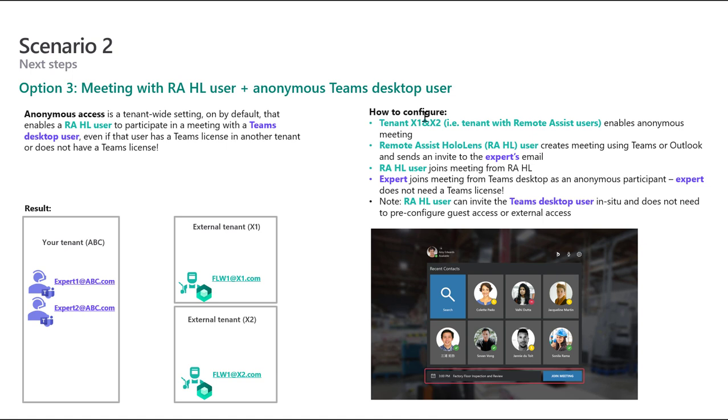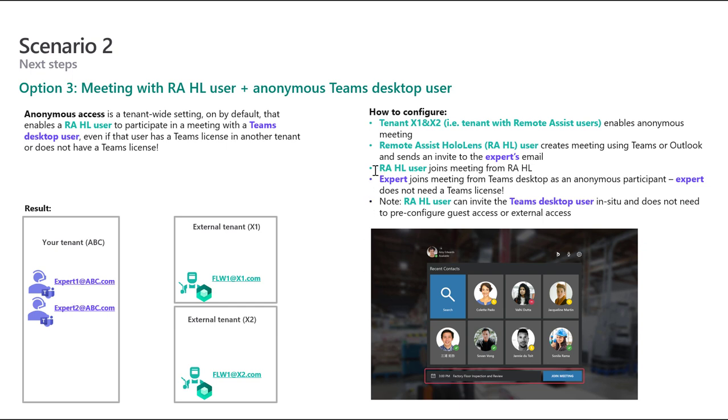And so how do you configure this? Step one is for the tenants with Remote Assist users. In here, that would be X1 and X2. Those tenants have to enable anonymous access for their entire tenant. And then the Remote Assist HoloLens user will create a meeting using Teams or Outlook and send the invite to the expert's email, for example, expert1@abc.com.